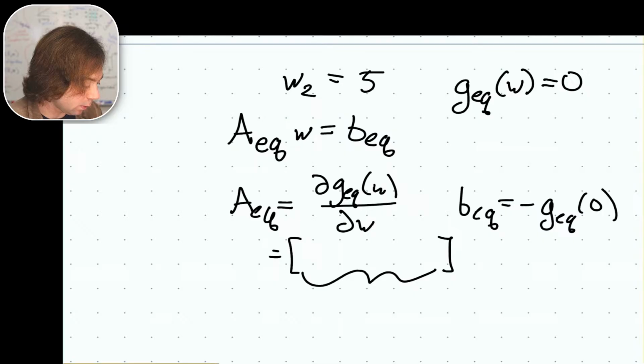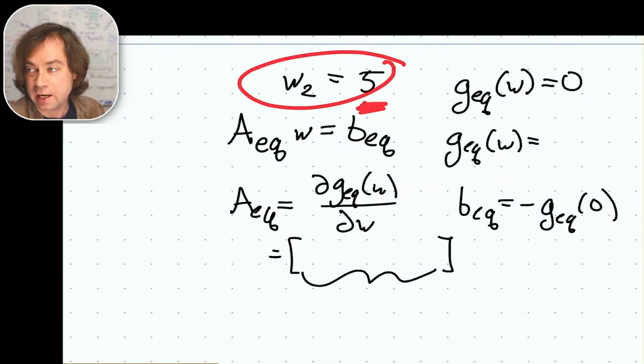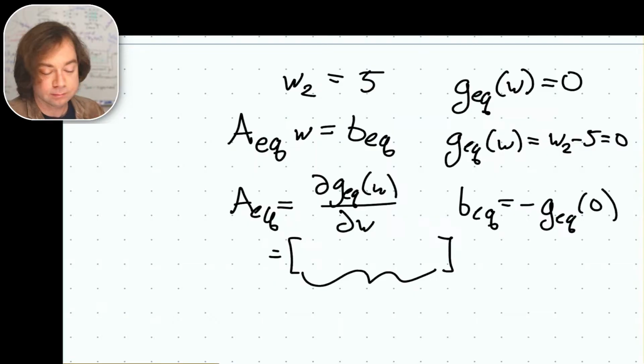We have to make sure that GEQ has to equal 0. In order to make this constraint equal 0, we just subtract 5 from both sides. So GEQ is equal to W2 minus 5, and therefore equals 0. Look at all the wizardry and math we're doing. Okay, not that hard, right?